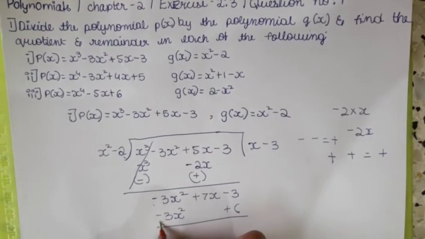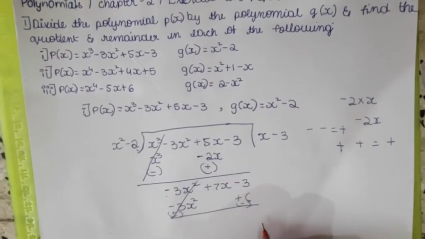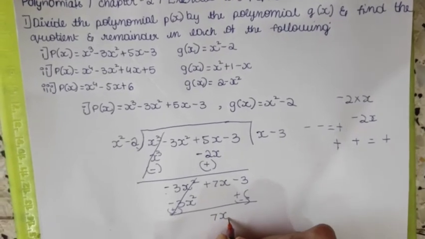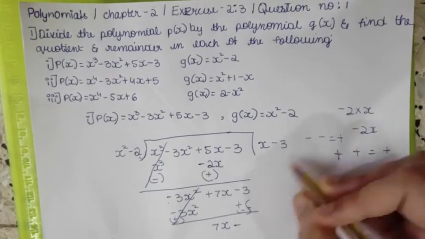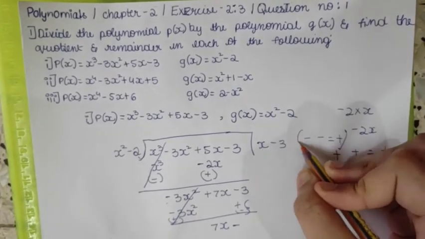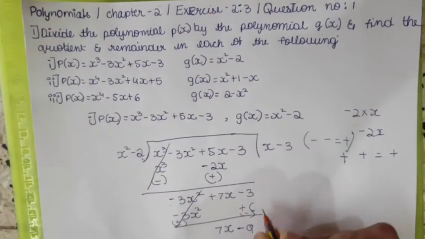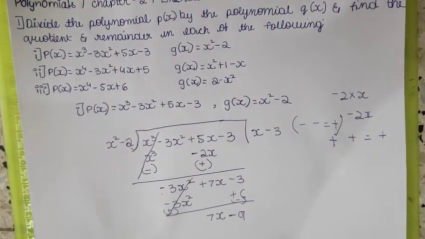And here plus, and here minus. These both will cancel, and that becomes 7x. Minus minus is plus, as I told you. Here that becomes minus 9. Okay. So this is our first sub question.